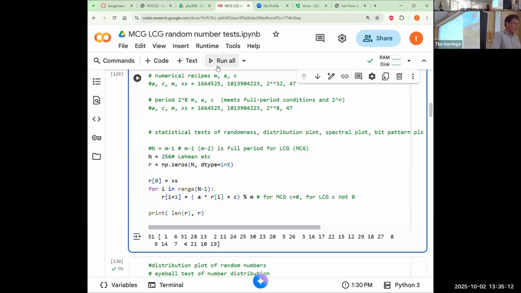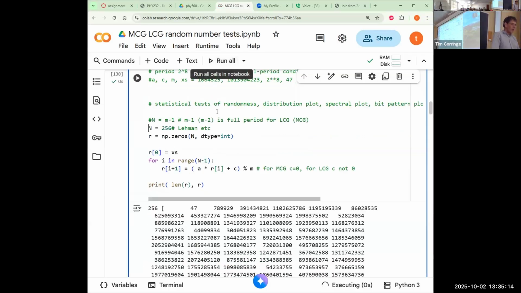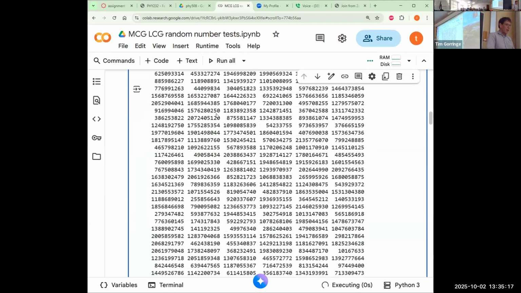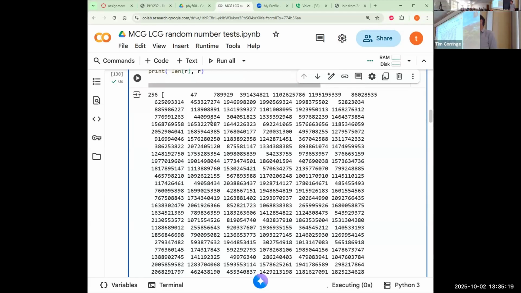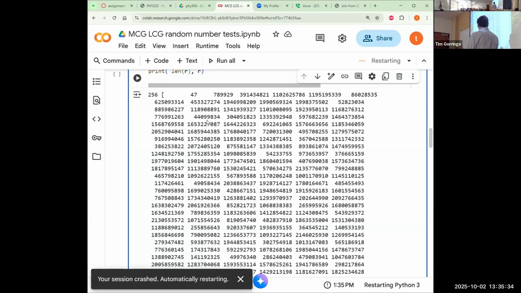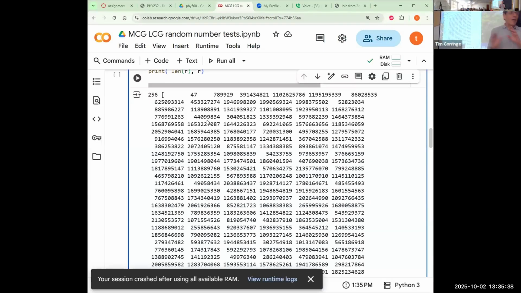And let's run all. So look, here's our 256 random numbers. I can't see a pattern in it, but it is a bunch of numbers that were generated by this simple recursion relationship of multiplying in modular arithmetic. And we've got a chaotic set of random numbers. So it's really nice to see how that emerges out of basic arithmetic operations.